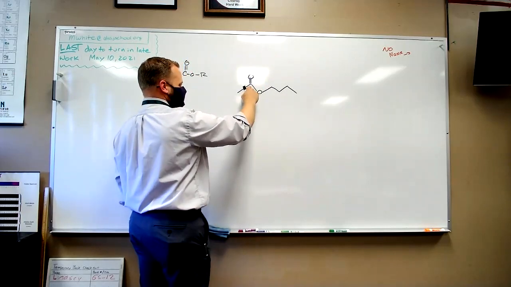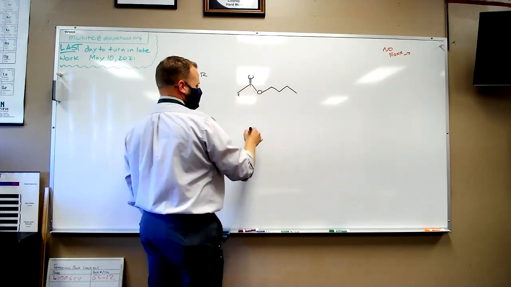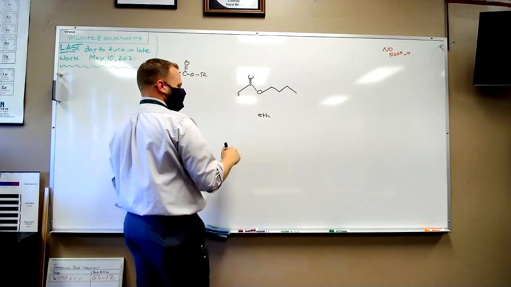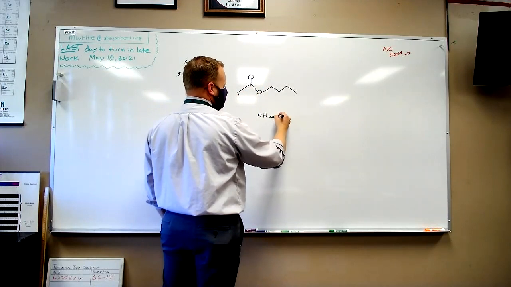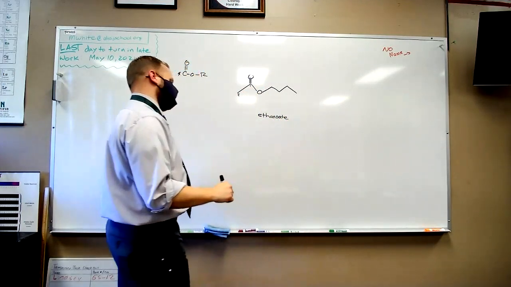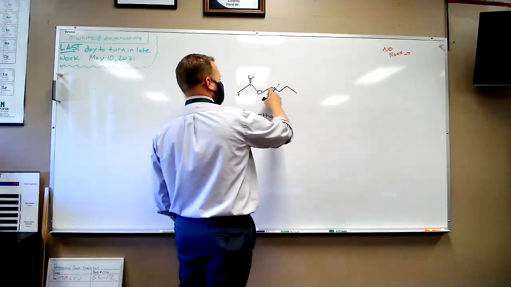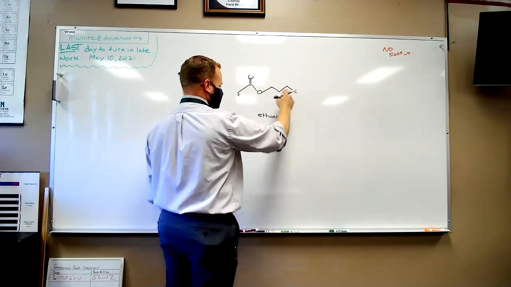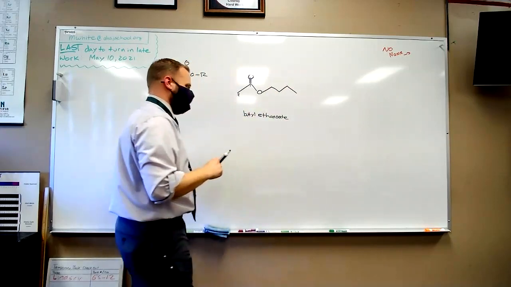So here we have two carbons in our parent. So that is eth, the two carbons, anoate, ethanoate. And then over here, we just describe how many carbons we have. So 1, 2, 3, 4. So this becomes butyl ethanoate.